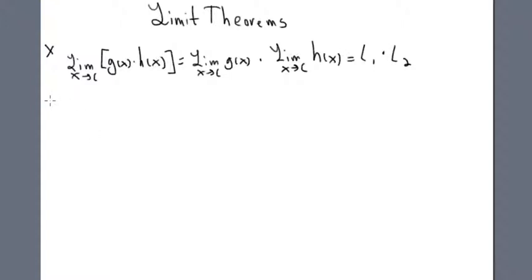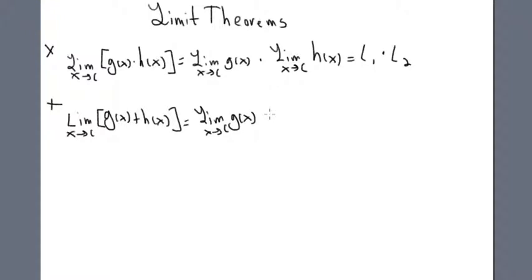A sum, which would be addition, so we have the limit as x approaches c of g of x, and we're going to say this time plus h of x, is the same thing as the limit as x approaches c of g of x plus the limit as x approaches c of h(x), which is our two limits added together.